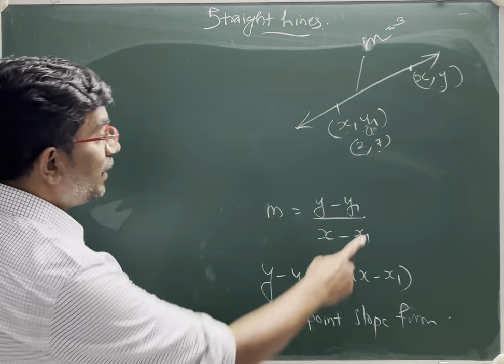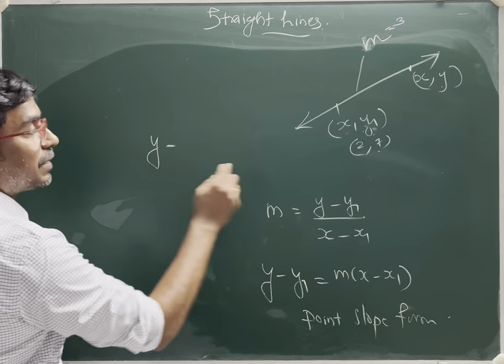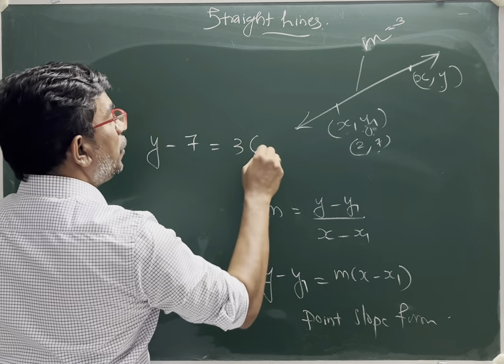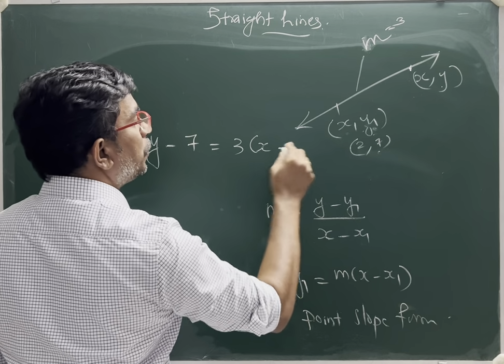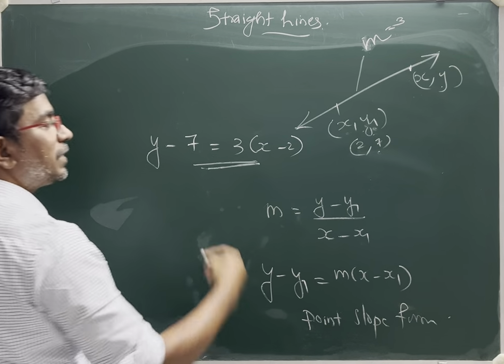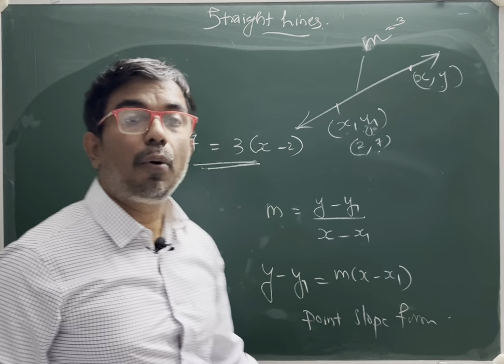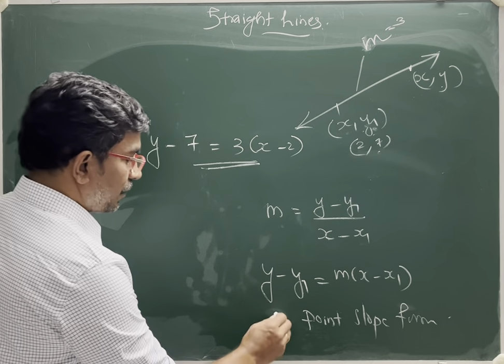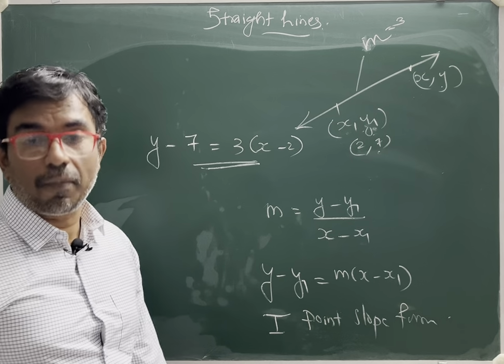Let us write the equation of this line. If I write here, I will write y minus 7 is equal to m, m is 3, into x minus 2. So that is how I fix the equation. This is called the point slope form. Let us take this conveniently as the first form, point slope form.